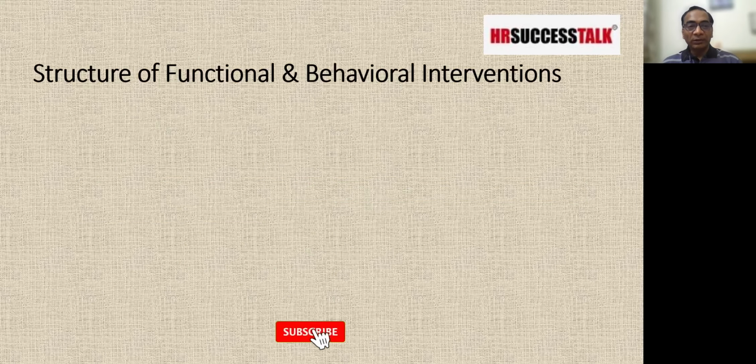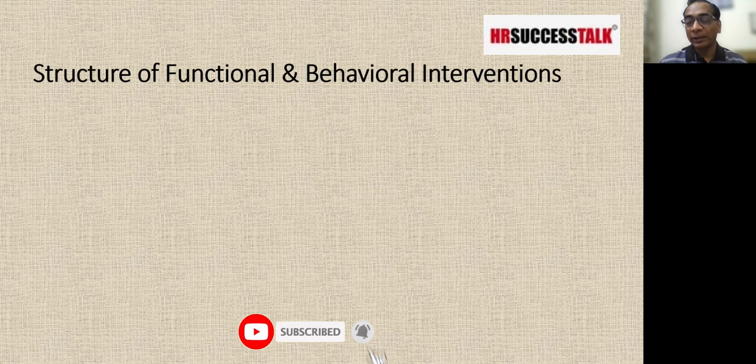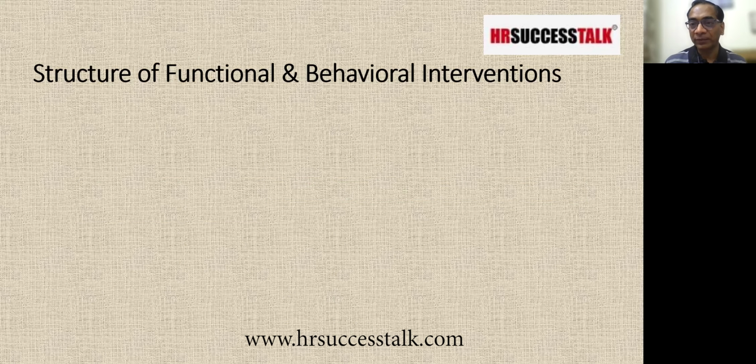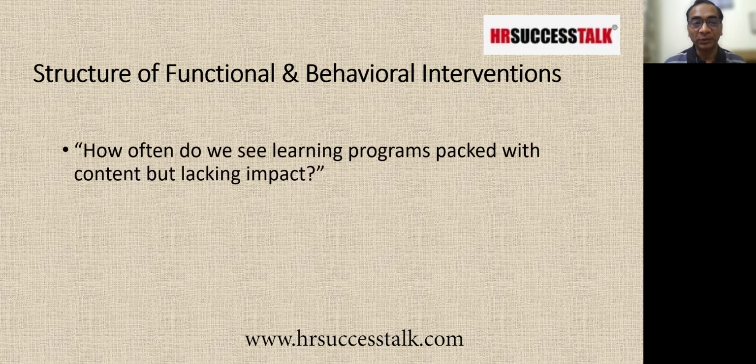When we're talking about the structure of the functional and behavioral interventions, the very first important thing I would like to ask you: how often do we see learning programs packed with content but lacking impact? Sounds familiar, right? A lot of times participants and management also say that in the past a couple of training interventions have been conducted, very good content, but somehow the results have not been there or the impact could not be created.